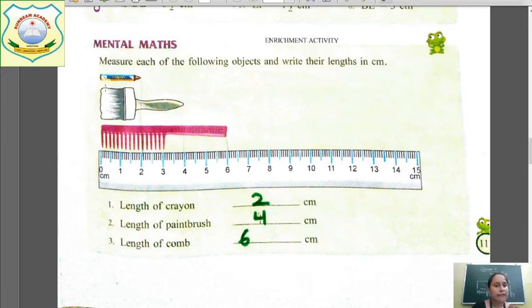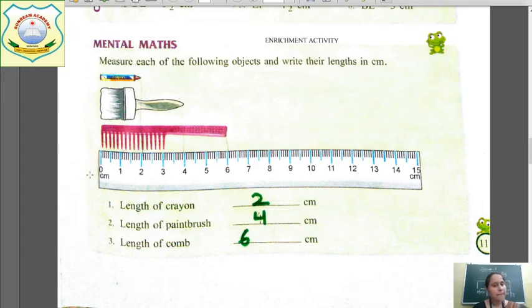Now see, this is the first object, which is crayon. Now what you will do, you all are having pencil in your hand. Now draw a straight line from this crayon to 2 centimeter. Okay, it is coming down and the length of this crayon is 2 centimeter. Okay, so draw a straight line from the tip of this crayon to 2 centimeter and you will get the exact length of this crayon.